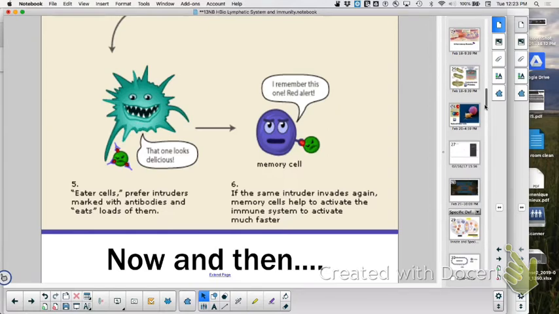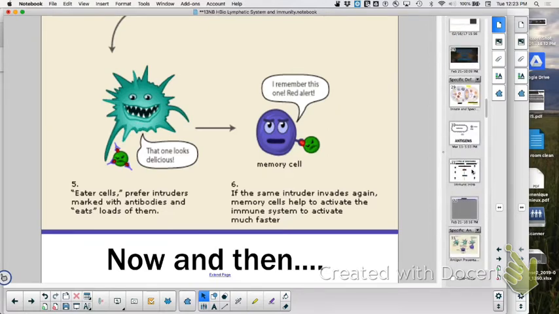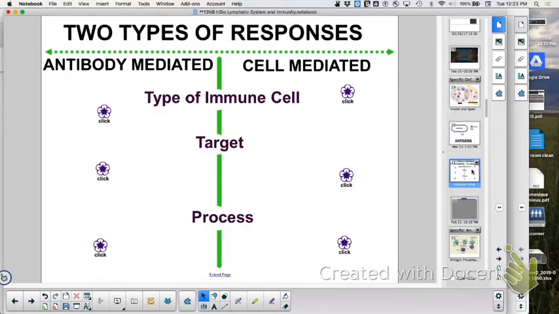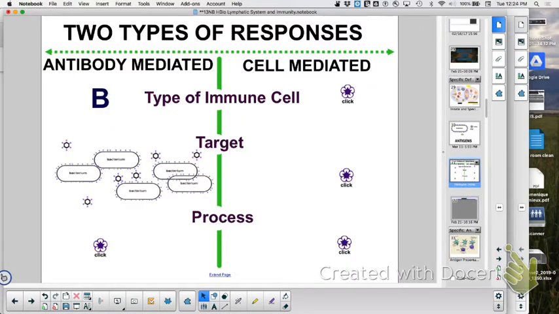And when I go back here, this is part of your antibody-mediated response. The B cell is triggered. Who are its targets? The actual bacteria and viruses. And then how do they work? By releasing antibodies, which mark that virus or bacteria for destruction.